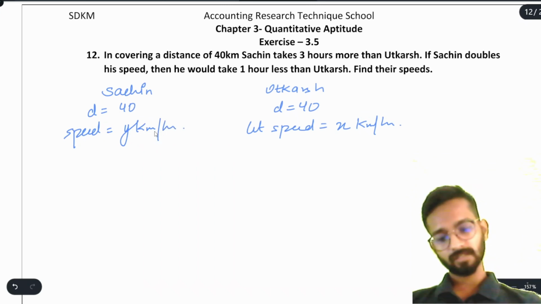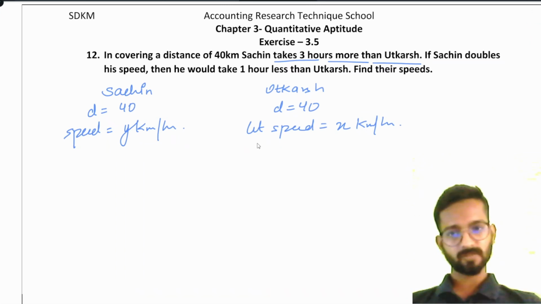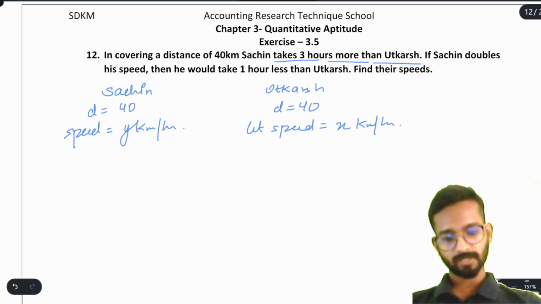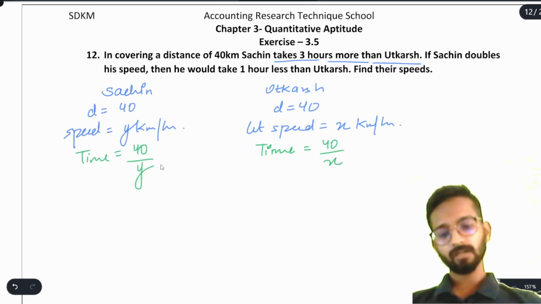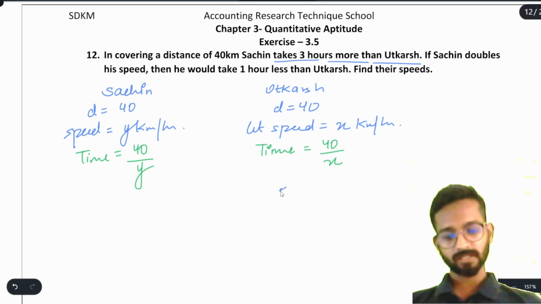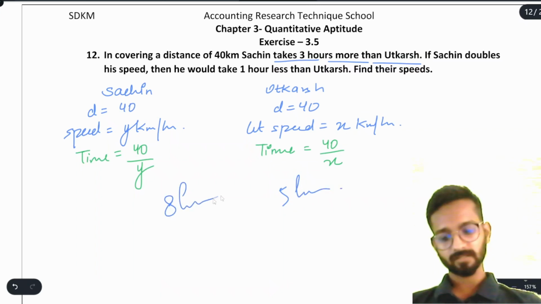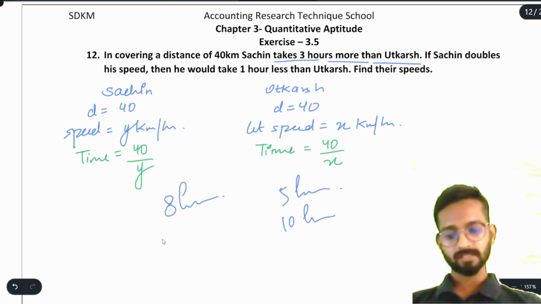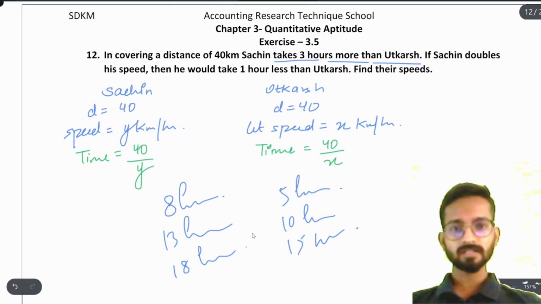What is it saying? Sachin takes 3 hours more than Utkarsh. First tell me, distance is given, speed is given. We can find out the time. So the time will be 40 by x. For Sachin, time will be 40 by y. Now, they are saying Sachin takes 3 hours more. It means, see, if Utkarsh takes 5 hours, Sachin will take 8 hours. If Utkarsh takes 10 hours, Sachin will take 13 hours. If he is taking 15 hours, then Sachin will take 18 hours. The simple meaning is Sachin is taking 3 hours more.